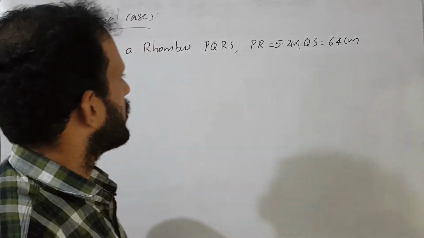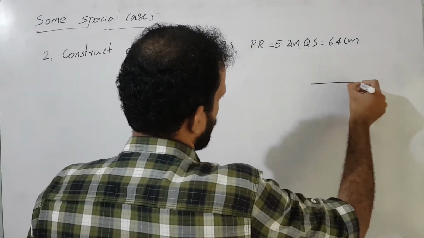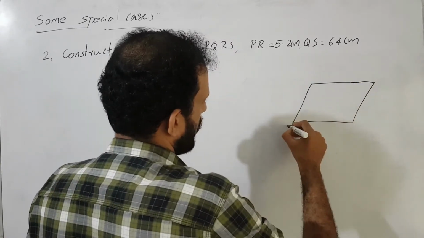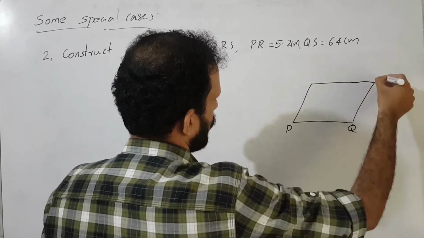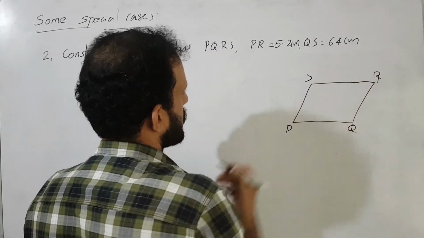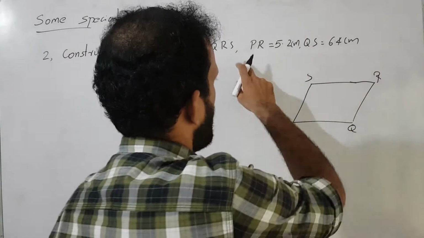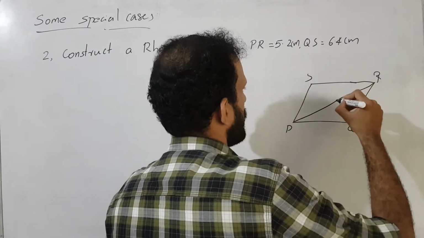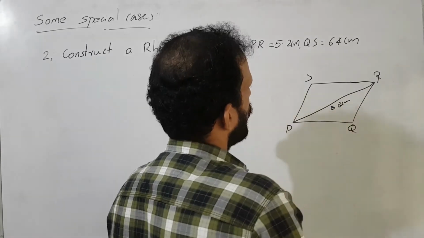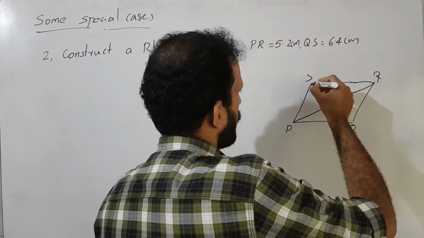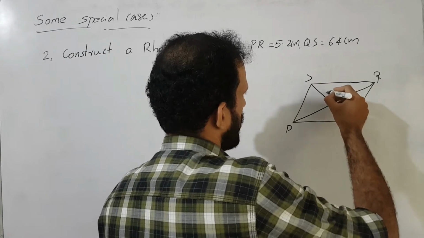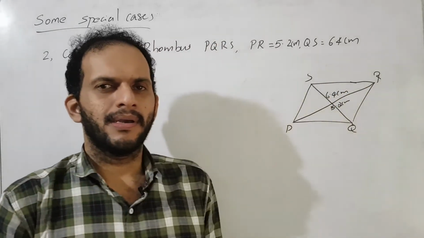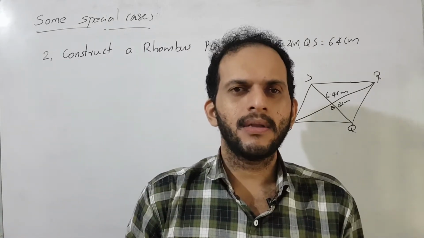So we just construct a rough figure here, a rhombus. We give the names P, Q, R and S. Then what is given? PR is given, that is a diagonal. PR is the diagonal, and we construct PR, that is 5.2. And QS is equal to 6.4, that is also a diagonal. So what is given here? Here the diagonals of the rhombus are given.